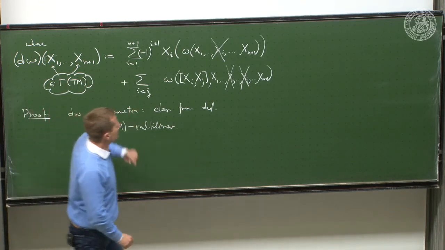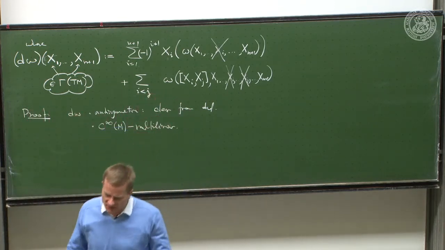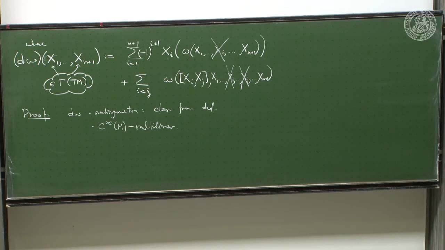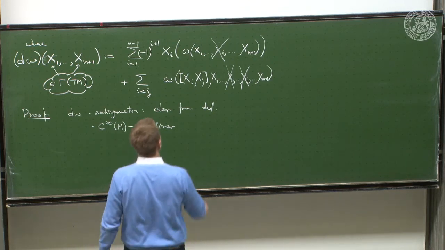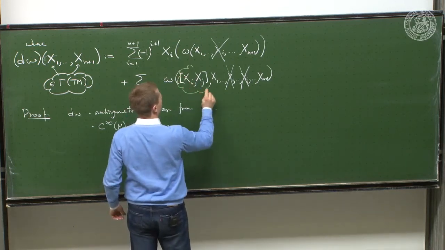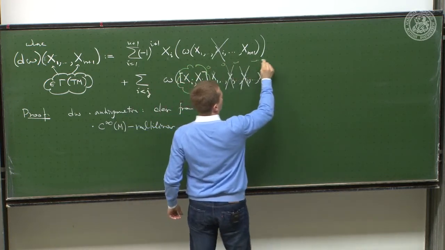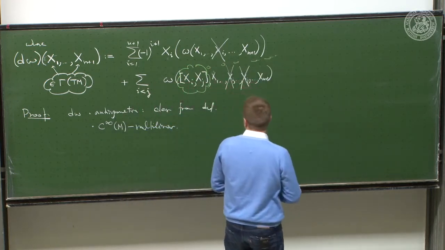So I need to explain to you what this commutator is. Well, the commutator of two vector fields, okay, so what is this?